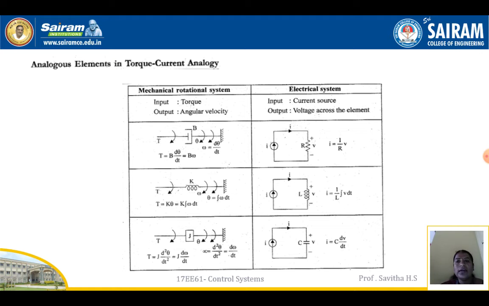Analogous elements in torque current analogy, that is, mechanical rotational system and electrical system. The input is torque, output is angular velocity, and here the input is the current source, output is voltage across the element. B is replaced by R, K is replaced by L, J is replaced by C.